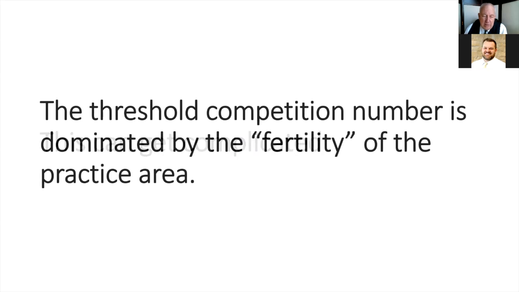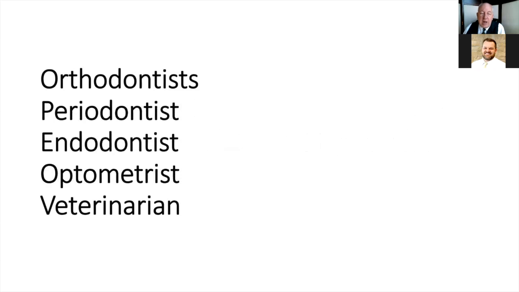But more importantly, there is a threshold for these numbers that is dominated by the fertility of the practice area. Now, what I mean by that is there isn't a number that is going to work for all socioeconomic classes, population growth, the demographic characteristics. There's actually some areas that are more fertile than others because the people are more prone to go to that kind of practice much more often than otherwise. Now, I want to give you an example of what I'm talking about so you'll say, Scott, that makes perfect sense. Today I'm going to talk about orthodontics, periodontics, endodontics, optometrists, and veterinarians.